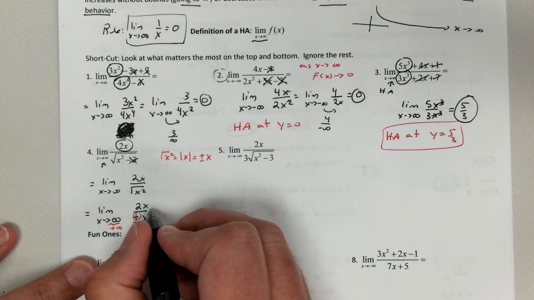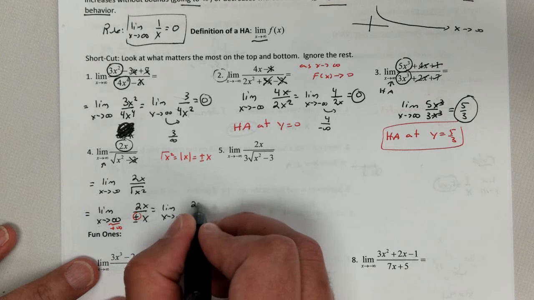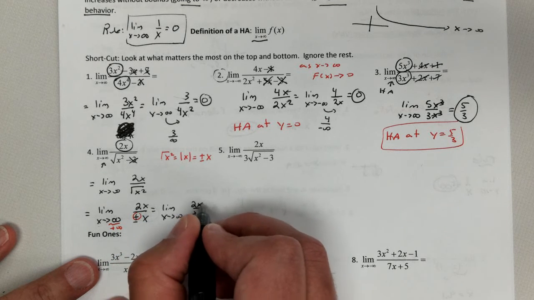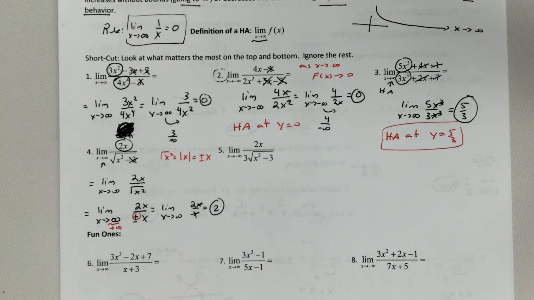And I'm going to go ahead and write out this one more step here. The limit as x goes to infinity, 2x over x, the x's will cancel, and we're left with 2. So easy. A mathematician, a senior in May can do this one.